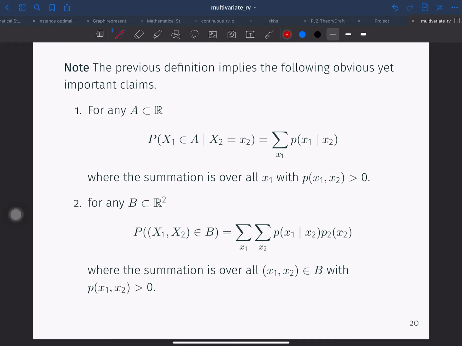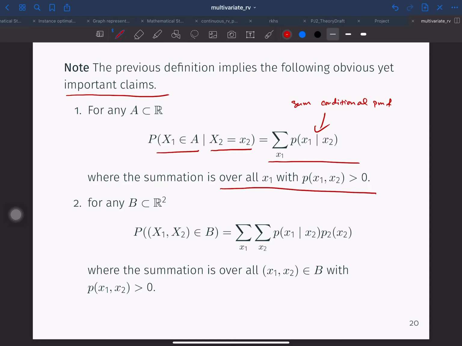So we will note that the previous definition implies a few obvious yet very important properties that will be useful when we go to the continuous case. So the first is the property that the probability that capital X1 belongs to some set A, given that capital X2 is equal to some element x2, you can just obtain by summing the conditional PMF over all x1 for which the joint PMF is positive.